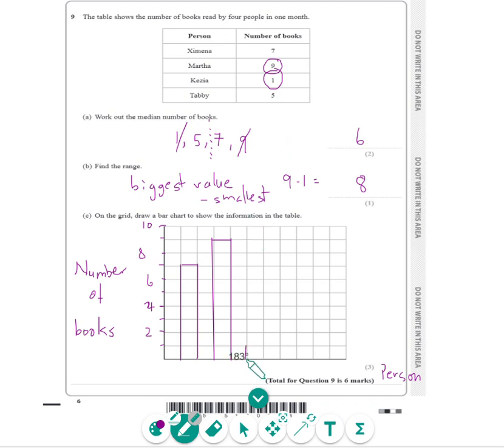Then the next one's going to be 1 high. And then 5. I need to put labels along the bottom. There's not a lot of space to write the full names out, so I'm going to label these with the first letters of everybody's names.